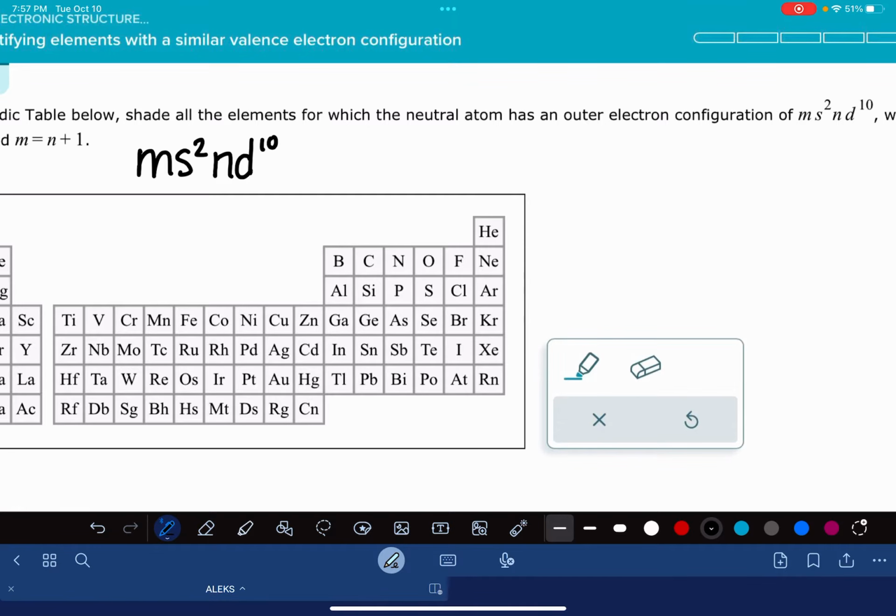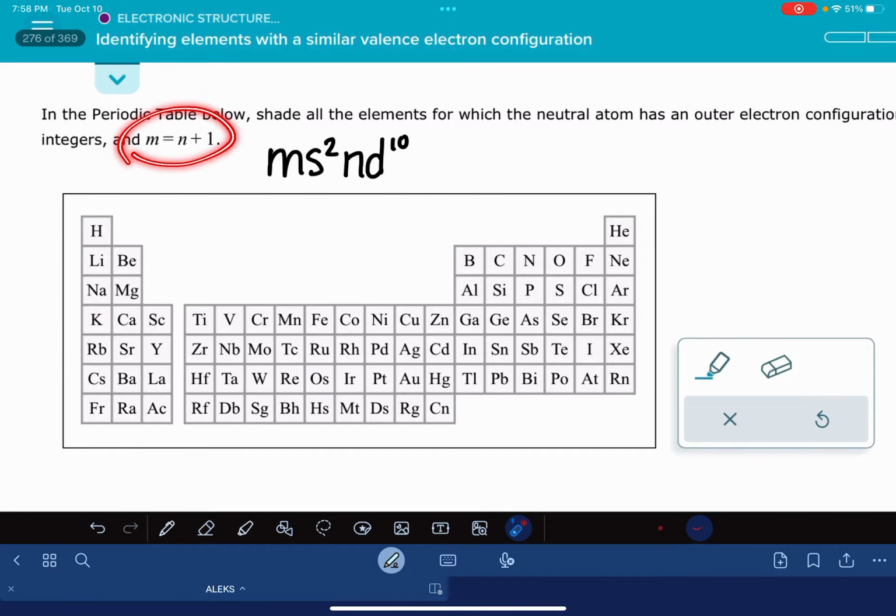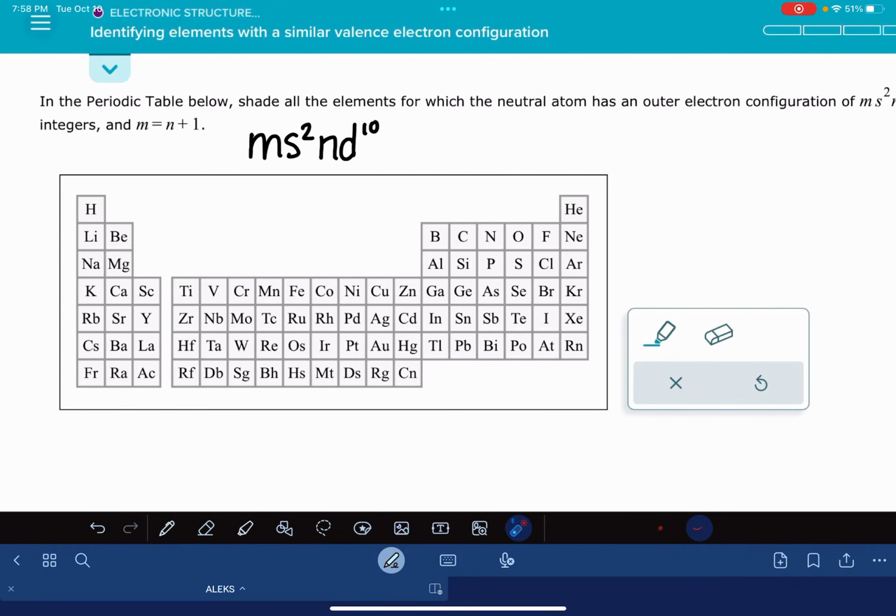ms2nd10. The first thing that you might notice when you're looking at this are the letters M and N, which usually are not used in electron configuration. It's not super standard notation. It's telling you here that M and N just represent integers, but if the letters M and N are kind of freaking you out, don't worry, you don't even have to pay attention to them at all. You can just pretend like they're not even there. ALEKS is wanting us to shade in all the elements that have an S2D10 electron configuration.